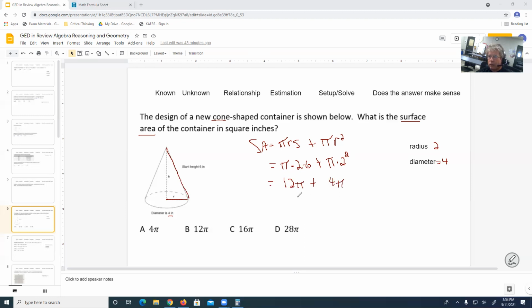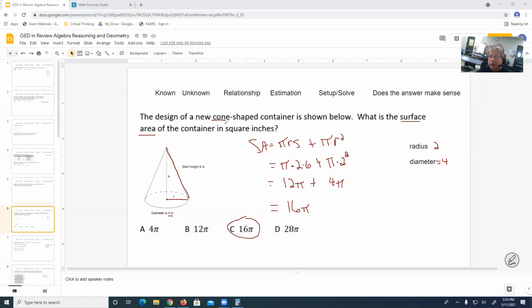So 12 pi plus 4 pi, what that's basically saying is how many pi's are present. All you got to do is add what we call these numbers in front, the coefficients. So 12 and 4 will give me 16, and that would then be 16 pi. That's how I could work that problem out. So 16 pi would be the solution.